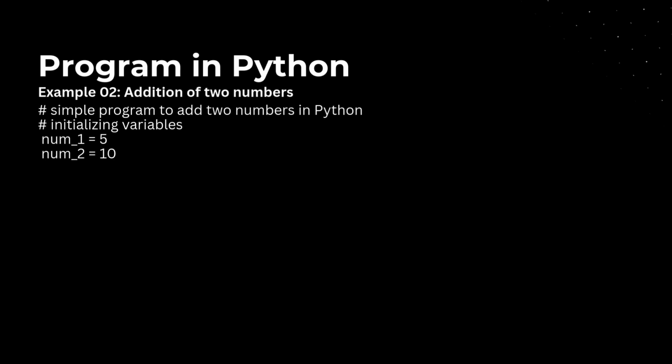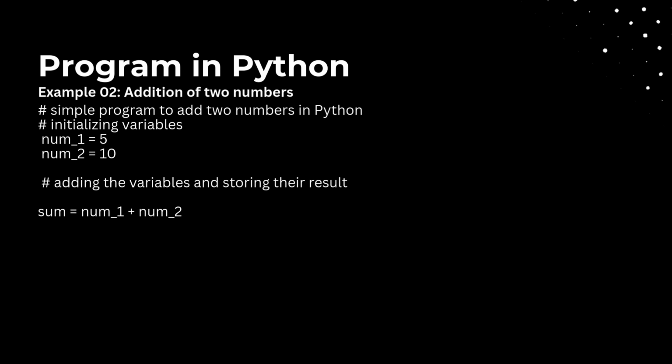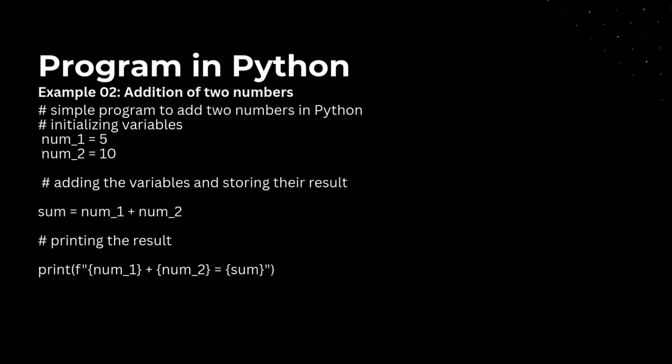Example 2. Addition of two numbers. Let's write a simple program to add two numbers in Python. First we will initialize variables, add the variables and store their result. Now printing the result. So this is the output.